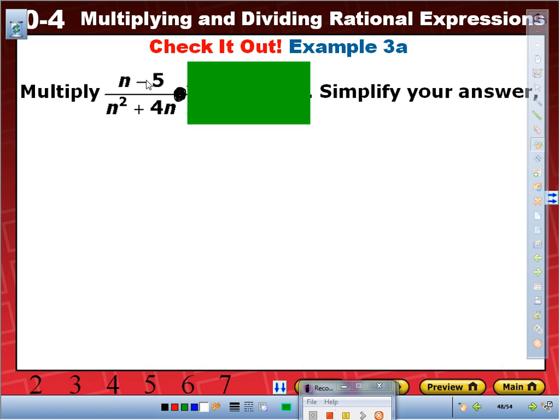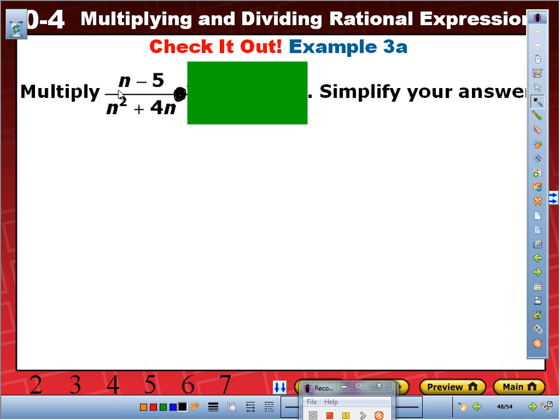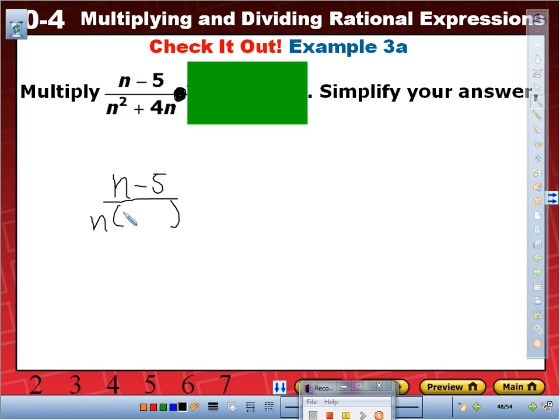So let's see. Is there addition or subtraction in the numerator? Yes. Therefore, I check for GCF. Is there a GCF? No. So I just rewrite it. N minus 5. Is there addition or subtraction in the denominator? Yes. Therefore, I check for GCF. What's my GCF? N. And we're left with N plus 4.